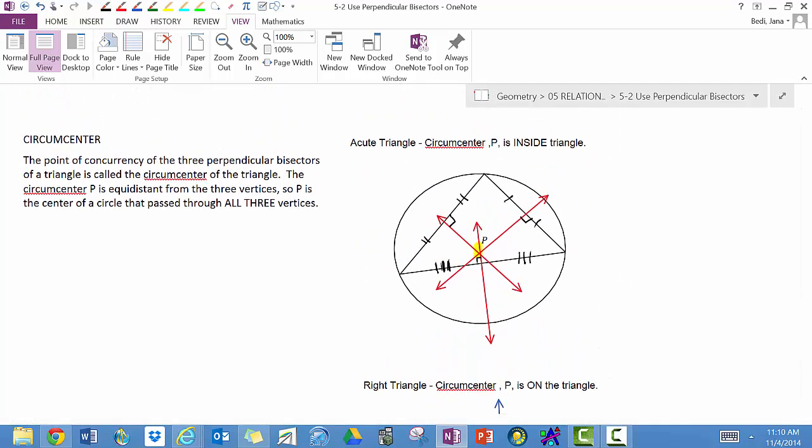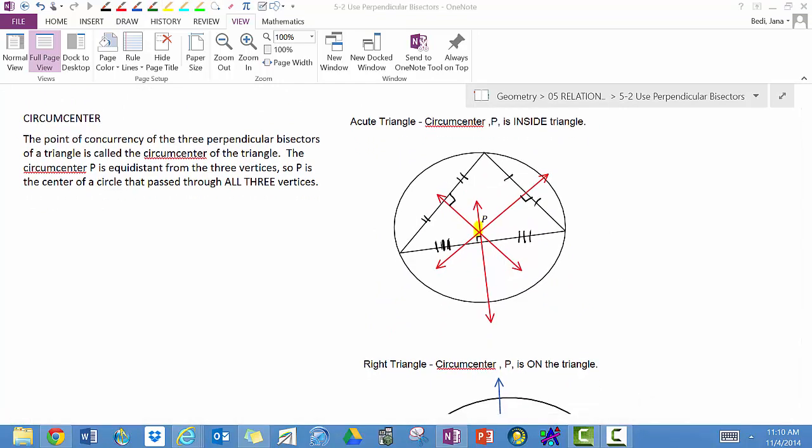I just want to go back to the acute triangle, and here what I'd like to do is once again, well, I didn't do that too well, did I? Let's try that again. Okay, so that and that. So those green segments, those are the radii, and if you can't see them, I'll highlight them.